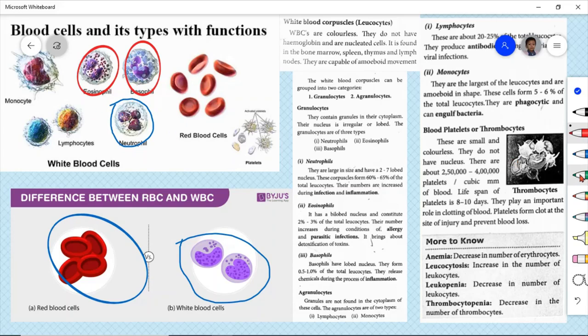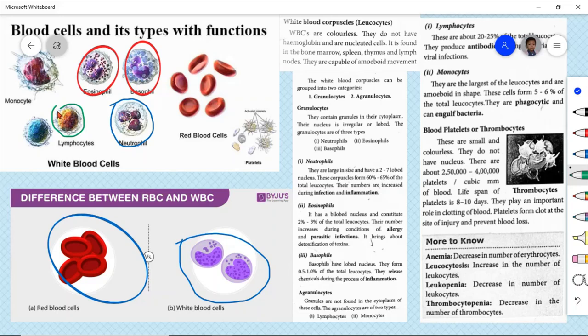Two types of agranulocytes are there: the lymphocyte and the monocyte. Only two types are there. First we can see the lymphocyte. Lymphocytes are 20 to 25% of the total WBC. So the total WBC contains 20 to 25% of lymphocytes. Understood? So 20 to 25% of the total leukocytes.